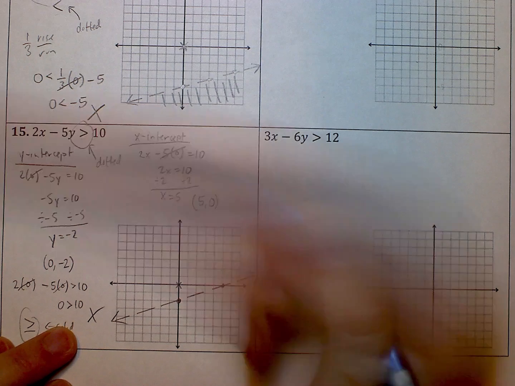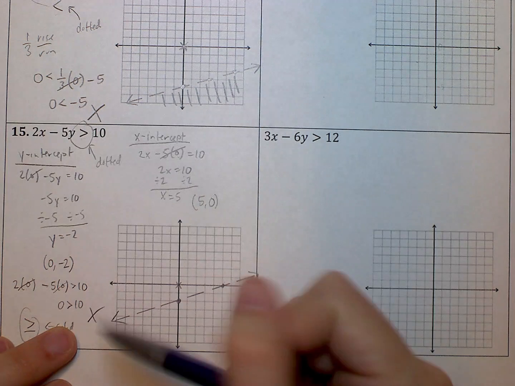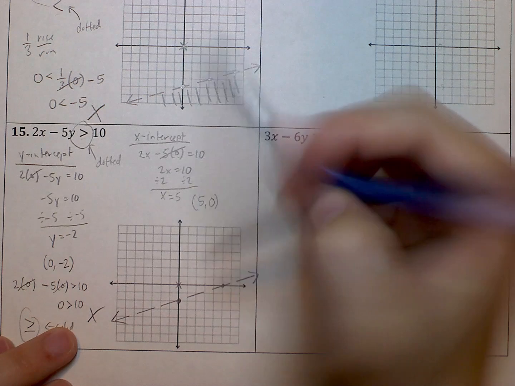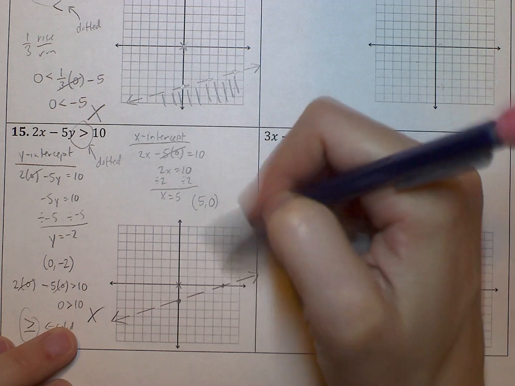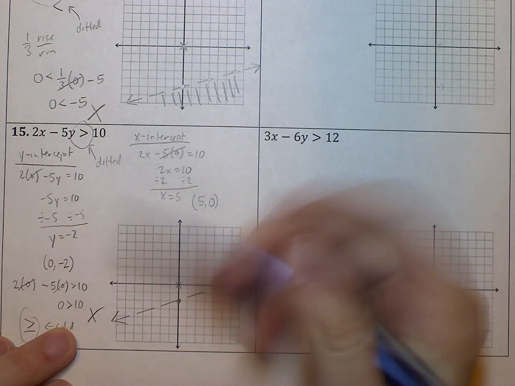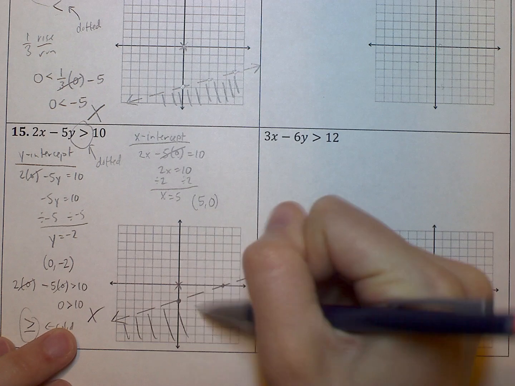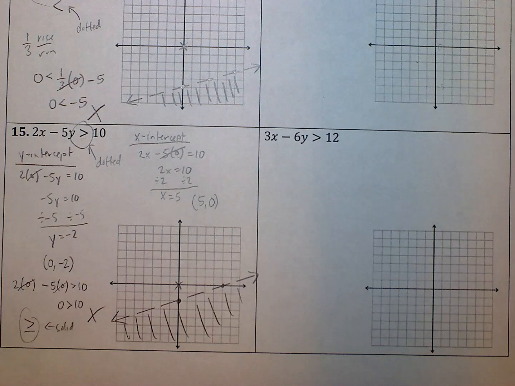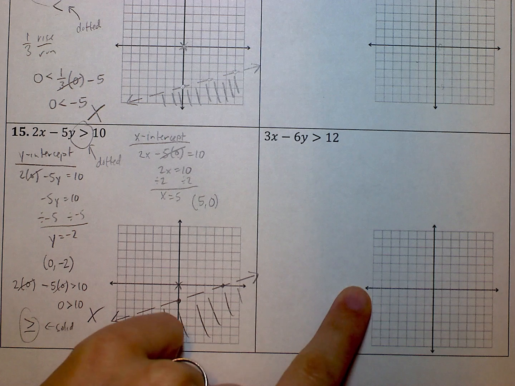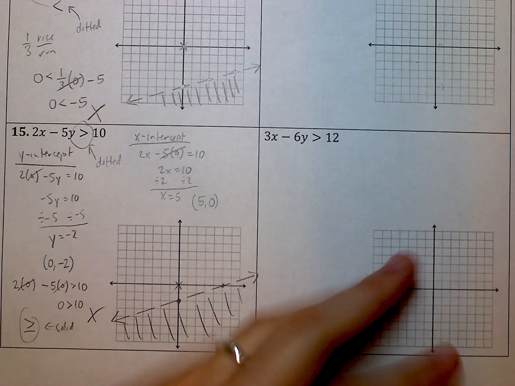And so if it was a solution, like if it said 0 is less than 10, well, yeah, that's definitely true. And I would say, okay, well, I'm going to shade this side of the graph. But it turned out it was not true. And so I don't want to shade this side of the graph. I want to shade the other side. Okay. Now you're going to try this problem. Pause, ask for help, get the help you need to do this correctly.